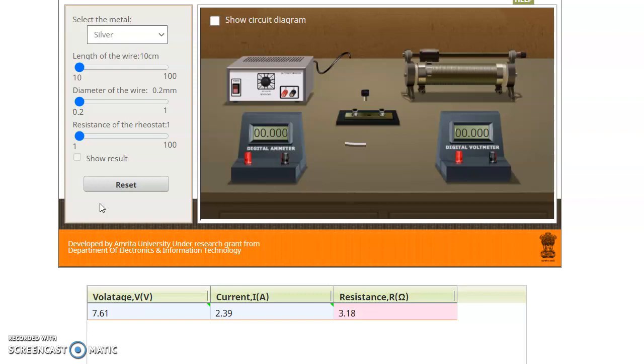So let us start with the first experiment over here. As you can see, I have taken silver, and silver is the first material that we are selecting. It is the best conductor of electricity. You can see that the length of the silver wire is 10 centimeter, the diameter is 0.22 millimeter, and the resistance is kept at 1 ohm.